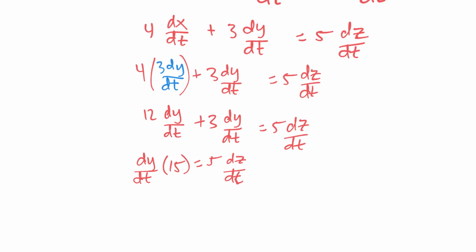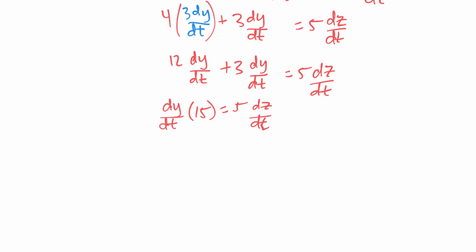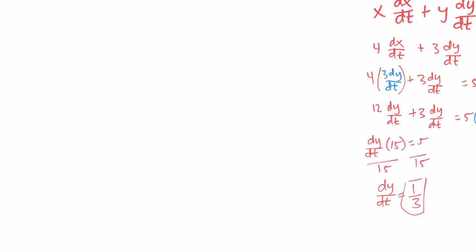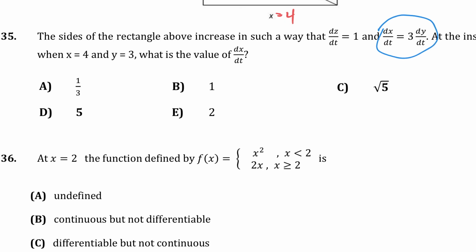And now we're ready to walk through the door because we're looking for dy/dt. dz/dt is 1. I forgot to say earlier in the problem that dz/dt is 1. So that's times 1, right? So that means this is equal to just 5. Okay, and then for dy/dt, we divide by 15. 5 divided by 15 is 1/3, so dy/dt is equal to 1/3. Whew, another beefy problem there. So that is 1/3, A.